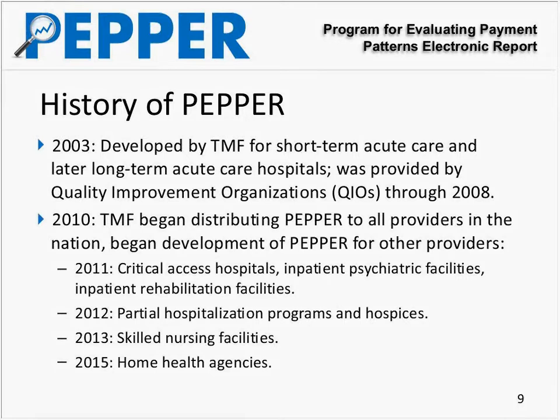So PEPR has been around for a number of years. Originally, it was developed in 2003 for short-term acute care hospitals, and a year or two later for long-term acute care hospitals. At that time, it was provided through the State Quality Improvement Organization. In 2008, the QIO program was changed, and so the PEPR actually was not available for about a year in between these contracts. In late 2009, TMF was contracted directly with CMS through the Center for Program Integrity Provider Compliance Group, and our responsibility at that time and moving forward was to develop and produce the PEPRs for all hospitals in the nation. So starting in 2010, we were developing the PEPRs once again for short and long-term acute care hospitals, and over the past few years, you can see we've developed additional types of PEPR for other providers. And the Critical Access Hospital was actually the first new type of PEPR that we developed back in 2011.